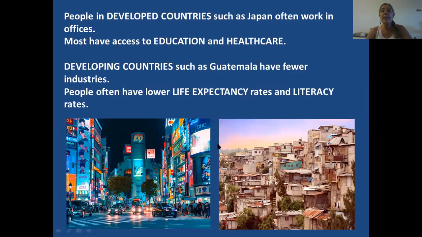So we can see here in the pictures, the picture on the left, which is Japan. This is a picture in Tokyo, and we can see the really high standard of a developed country. We can see buildings, lights, screens, clean streets, fancy cars, and on the right-hand side, we can see a picture of a developing country with very poor housing. They don't have well-paved streets. They probably don't have running water. So that is a big difference between a developed country and a developing country.